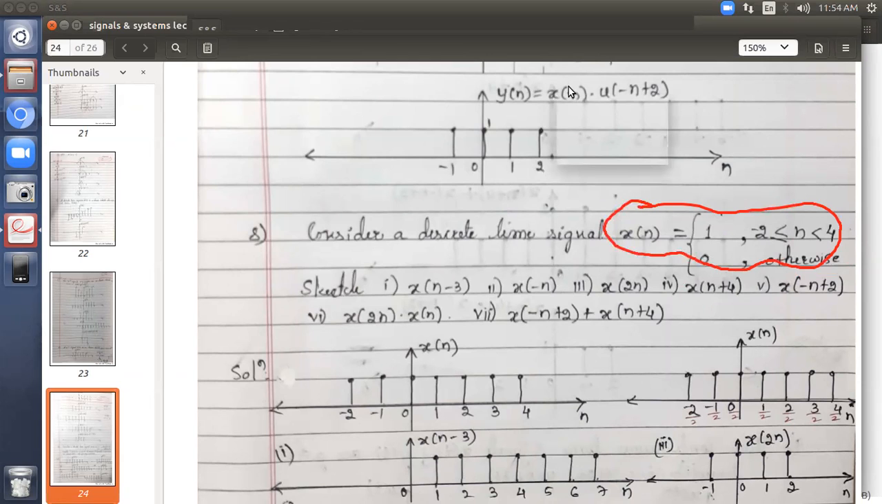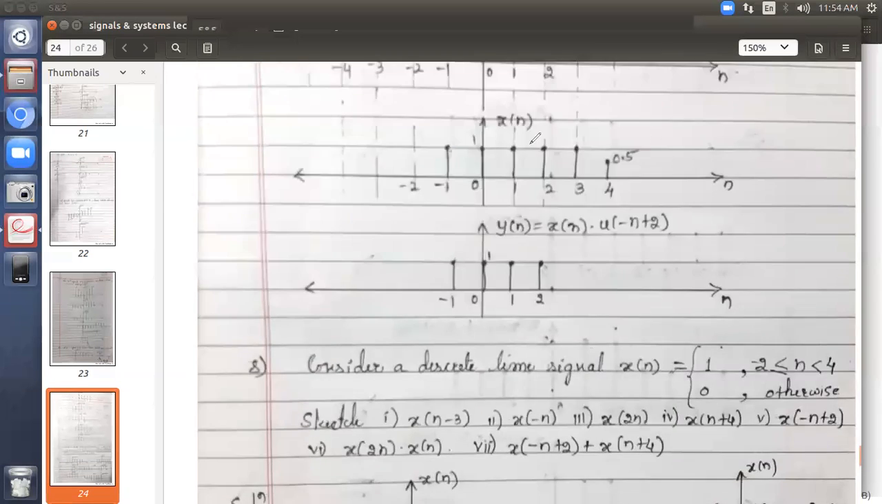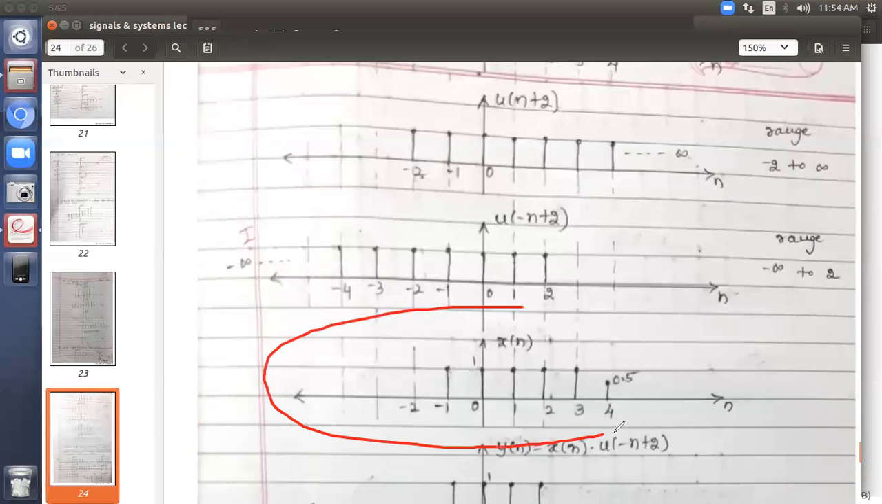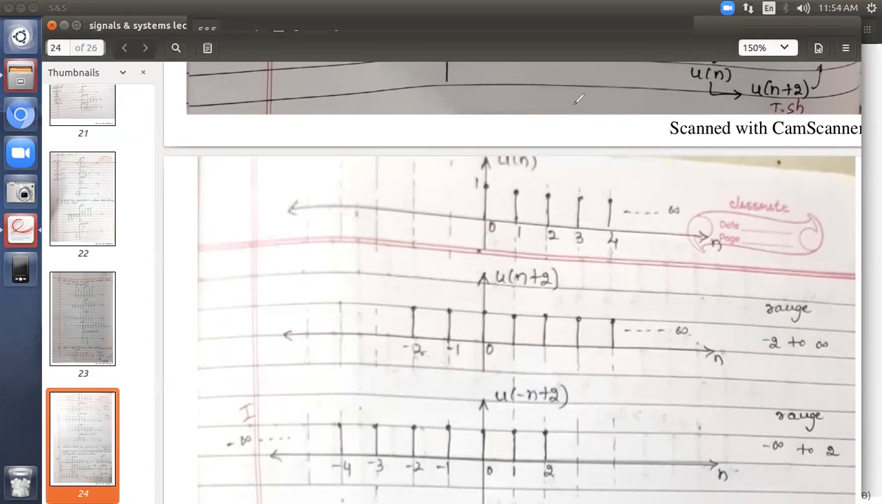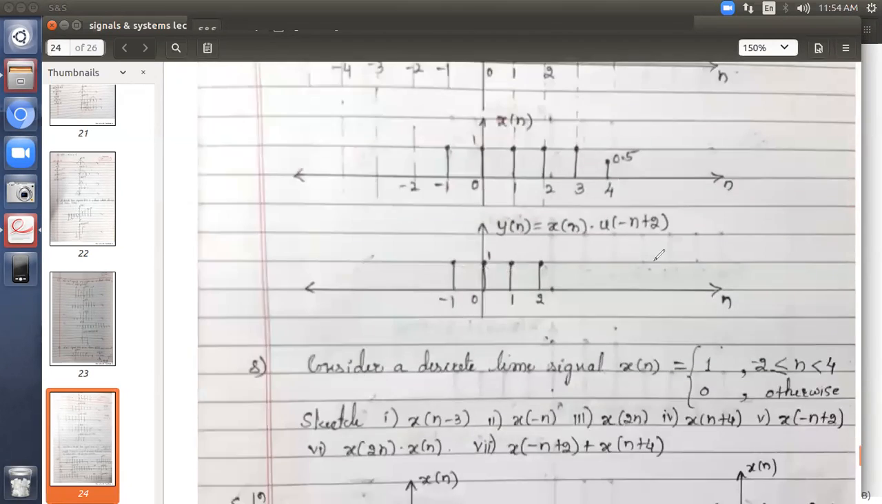Till now, what all problems we have solved, we have seen that many times x of n is given to you, or sometimes u is specified, you know how to draw it. U of n is a standard elementary signal. So you know how to draw u of n. So all these problems were of such kind. But in this problem, x of n is defined in some way instead of directly giving you the signal. So let us draw it.